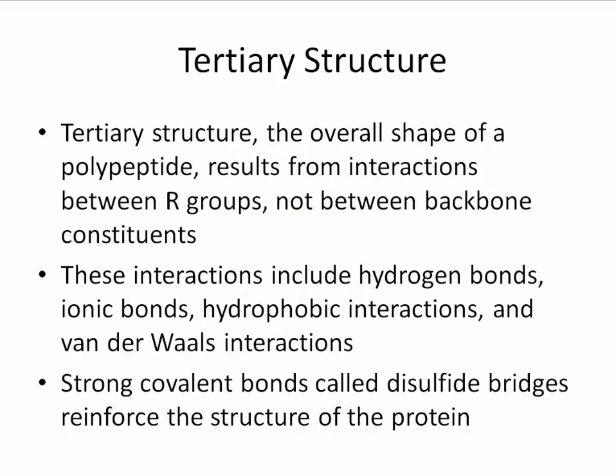And the tertiary structure, which is the overall shape of the polypeptide, results from interactions between the R groups, not between the backbone constituents. So that's the difference between secondary and tertiary. The secondary is interactions between the backbone constituents, whereas the tertiary structure is a result of interactions between the R groups, the side chains. And those include hydrogen bonds, ionic bonds, hydrophobic interactions, van der Waals interactions.